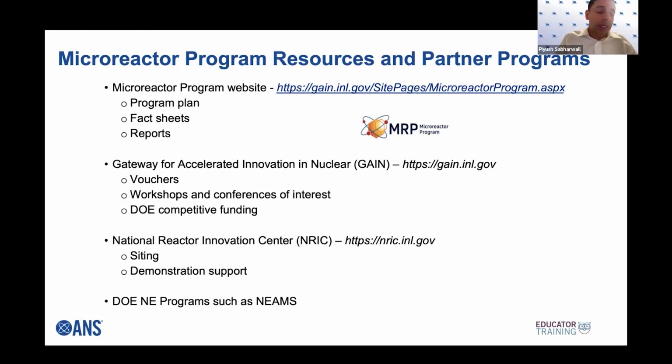Then we work with our industrial colleagues through a program called GAIN, Gateway for Accelerated Innovation in Nuclear. This provides a means for industry partners to work with us at a national lab. And then we are developing these test beds under the DOE NRIC program. As I mentioned in the beginning, we work very closely with our DOE counterparts. All I talked about is in the DOE Microreactor program, but we also work very closely with our modeling folks in the DOE NEAMS program.